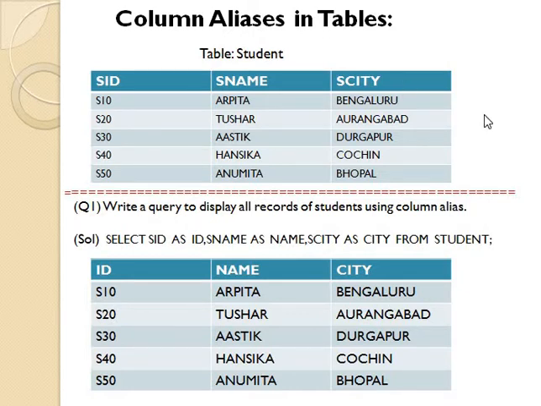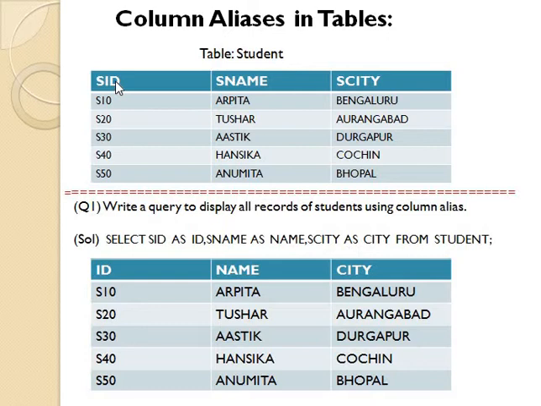Now if you consider the given table student, it has three columns: SID, SNAME and SCITY. But you can also give alias names for these columns. Now let's understand it with the help of this query. The question says you are asked to display all the records of students using column alias. That means we are going to write a query that will display all the records of students using alias names for the columns.